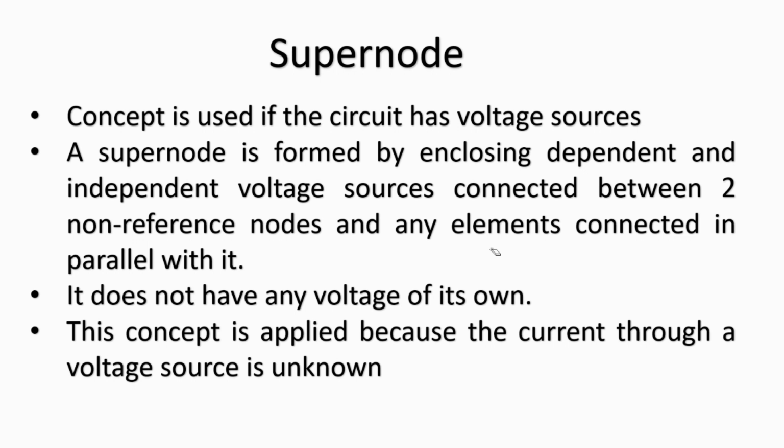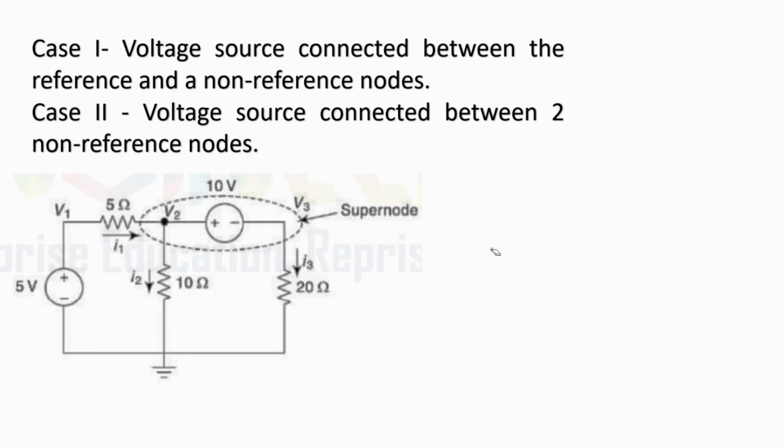Now, when you consider a supernode, that particular supernode will not have a nodal voltage of its own, and it's usually applied in a circuit because we are not sure as to what is the current that is passing through a voltage source. When that dilemma arises, we go for the concept of supernode. Let's look at this example to get a clearer picture.